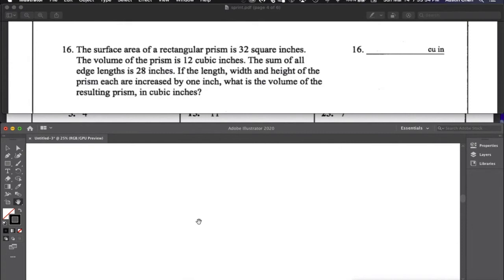Number 16. The surface area of a rectangular prism is 32 square inches. The volume of the prism is 12 cubic inches. The sum of all edge lengths is 28 inches. If the length, width, and height of the prism each are increased by 1 inch, what is the volume of the resulting prism in cubic inches?